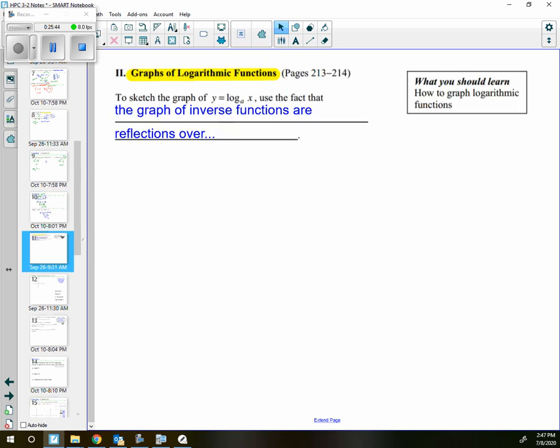All right, let's talk about graphs now. So we'll finish up today with a couple things on graphs. To sketch the graph of a log function, we're going to use its inverse. So we're going to talk about what the inverse graph is. So in order to be able to graph y equals log base a of x, we're really going to think about what its inverse is, y equals a to the x. We're going to use the exponential.